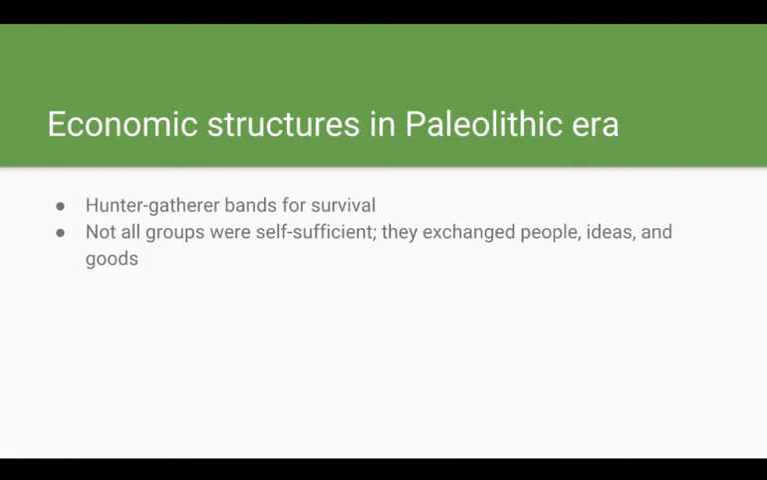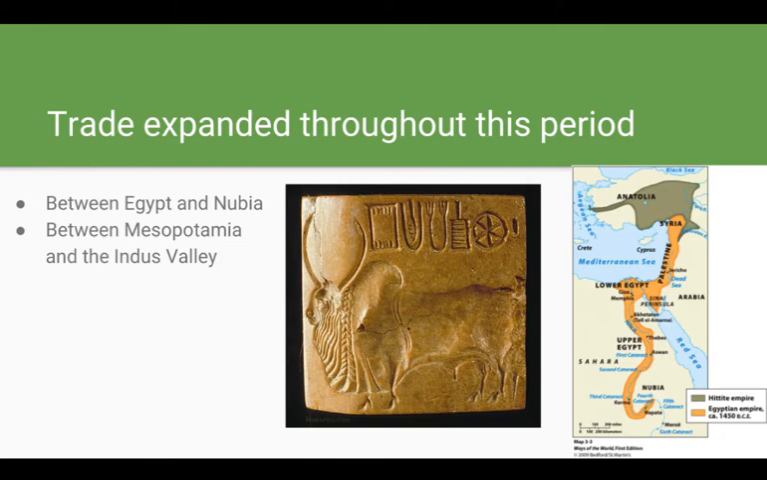It is important to remember that the hunter-gatherer societies in the Paleolithic era did exchange and trade with their neighbors. They were not true islands not connected to anybody else. And also, of course, trade expanded throughout this period. Two examples are between the Egyptian and Nubian civilizations.